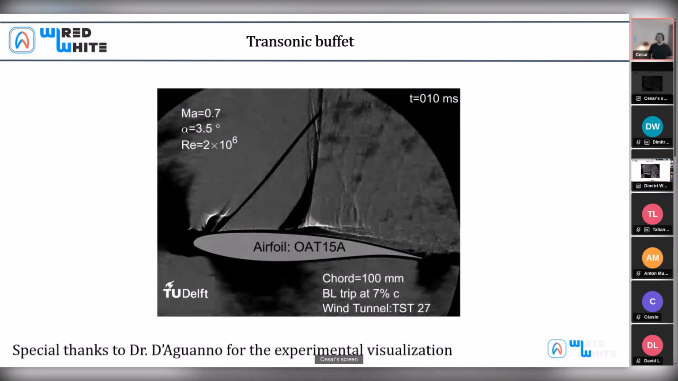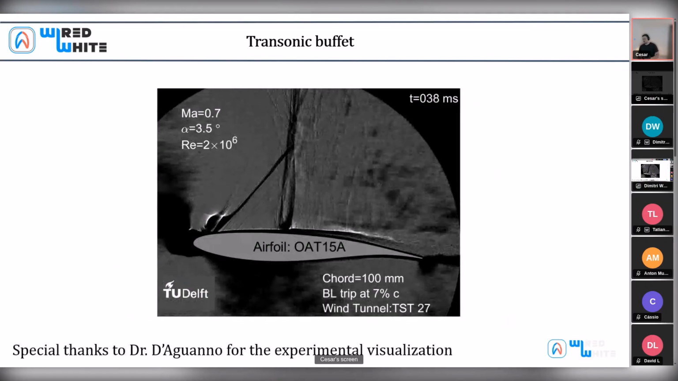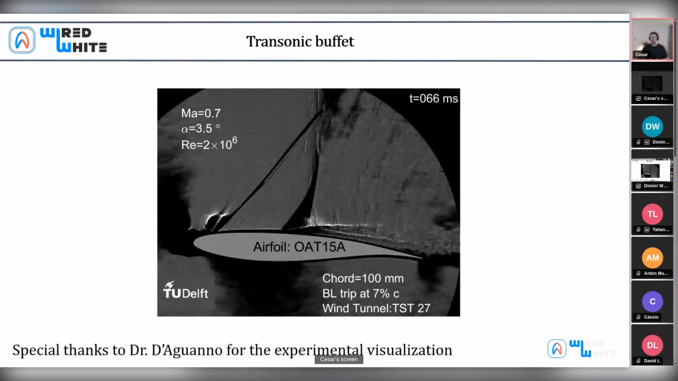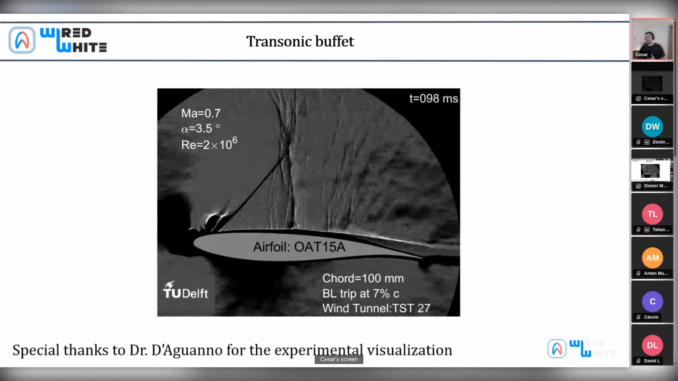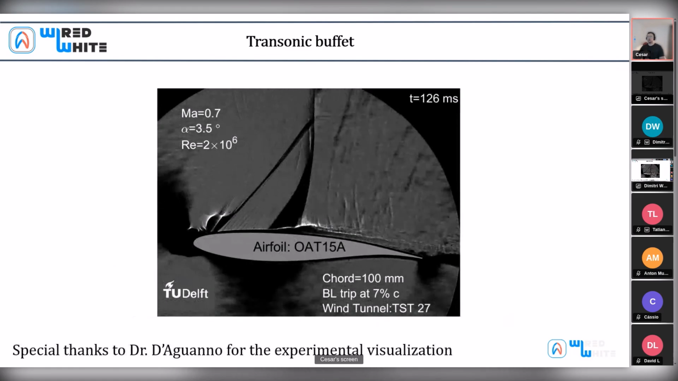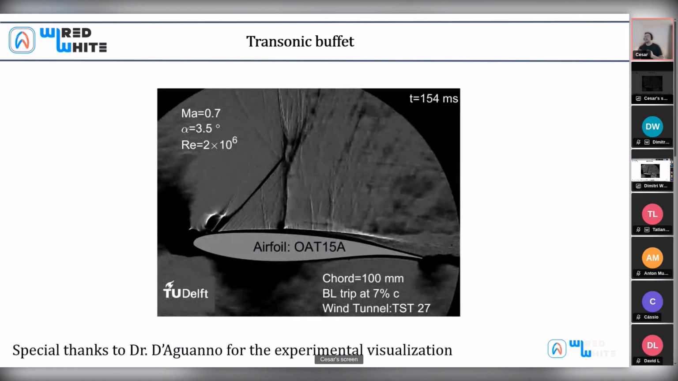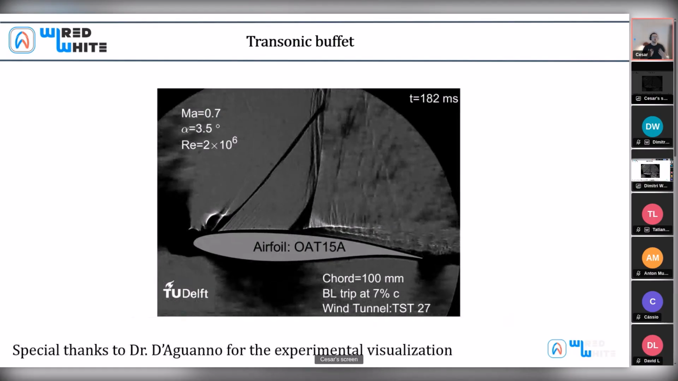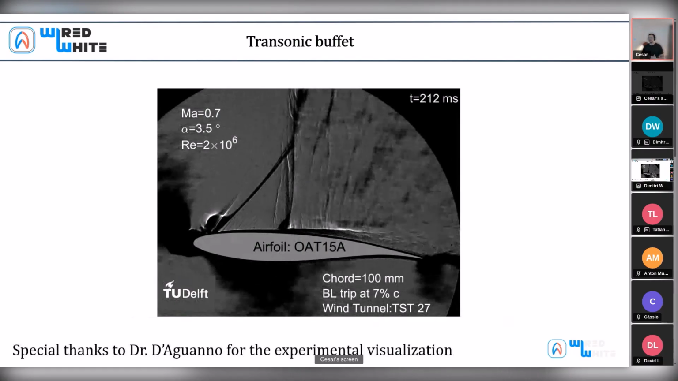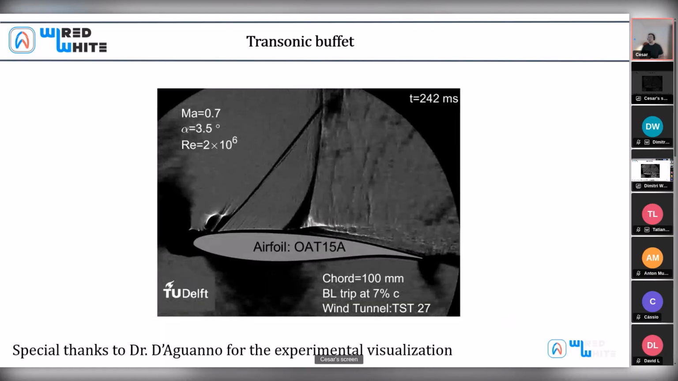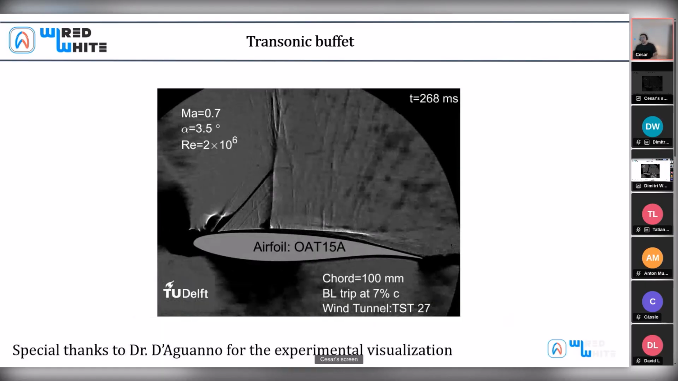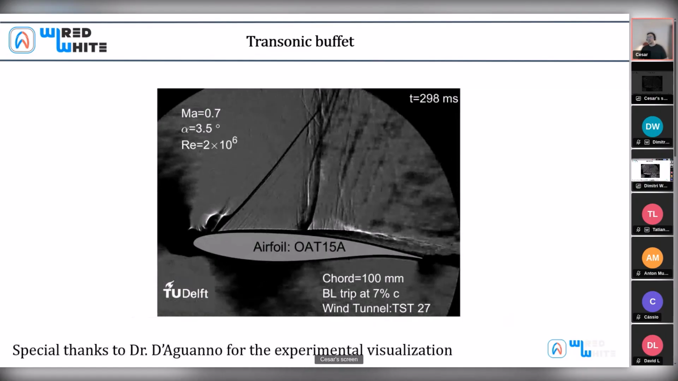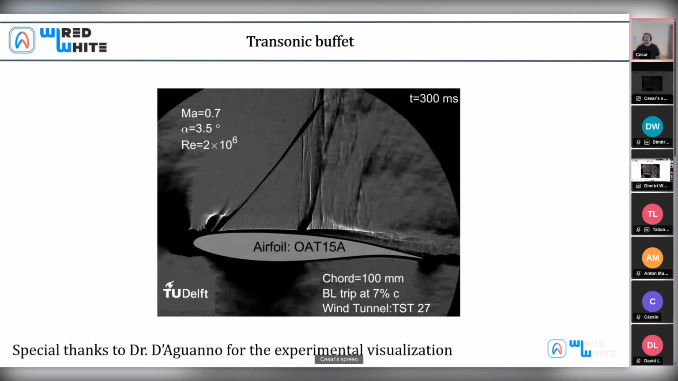So as you can understand, it is key to understand the physics in order to, first of all, avoid running into the situation, or if you do, try to mitigate this effect. And that's why there are many studies trying to understand this physics and develop flow control methods. What we are looking at is an experimental visualization from my colleague Alessandro Daguano, already doctor from TU Delft.